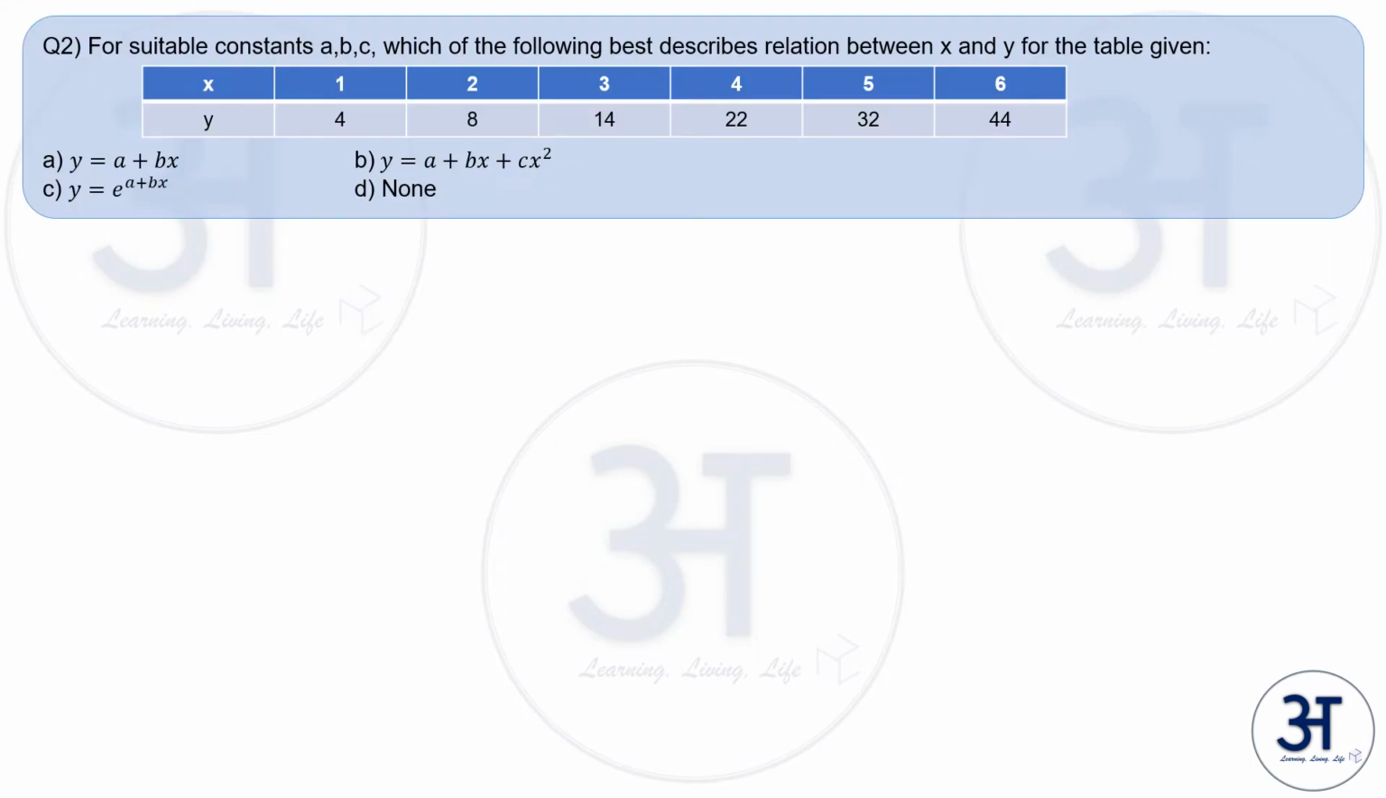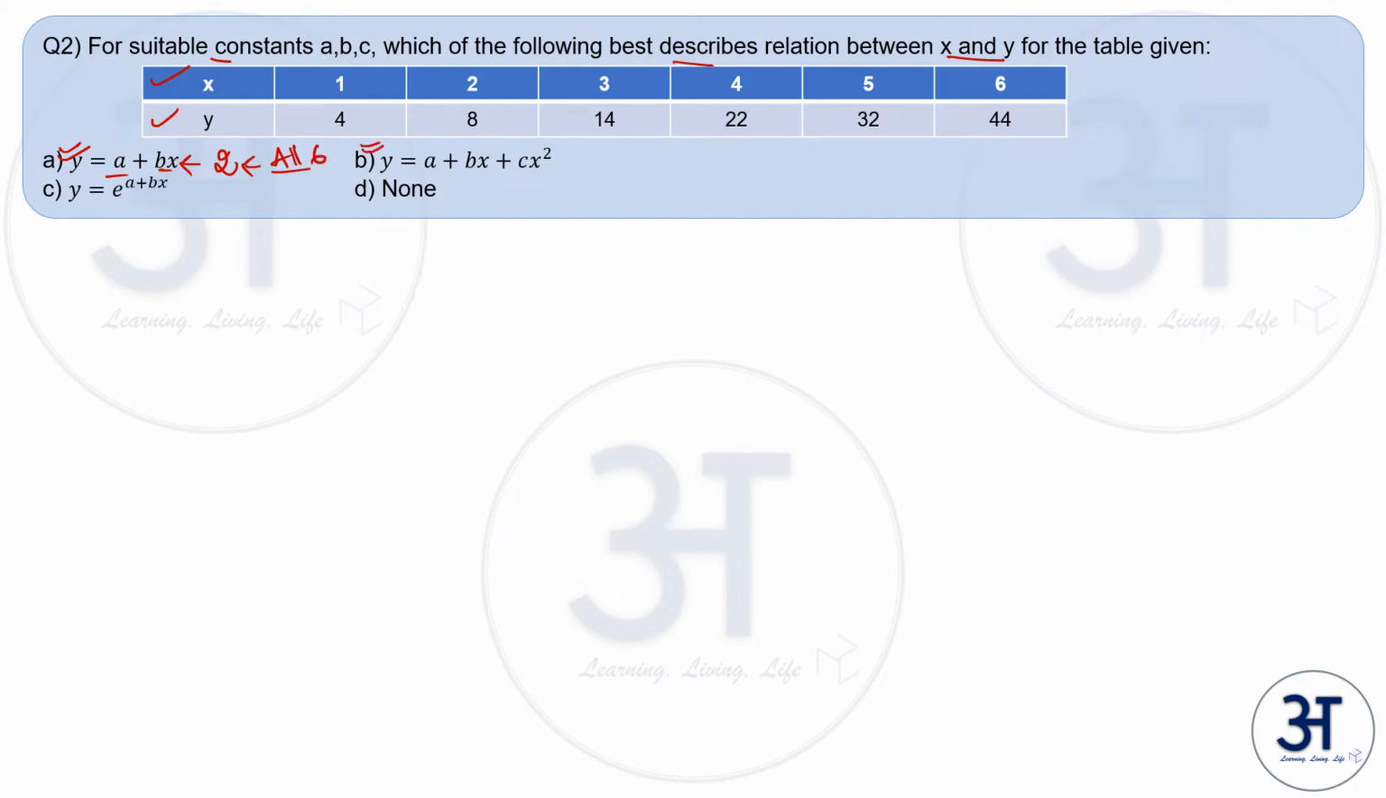Coming to question 2. Here we have been given a table, and the question says, for suitable constants a, b and c, which of the following best describes the relation between x and y? There are 6 x values and 6 corresponding y values given, and option A is a simple linear equation with two unknowns a and b. So 2 points are required to find what this equation is, and then post that you need to check if the same equation is getting satisfied for all the points, all 6 points, right? Only then this would be the equation.